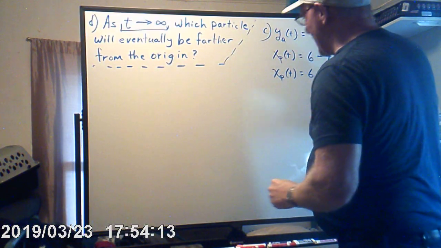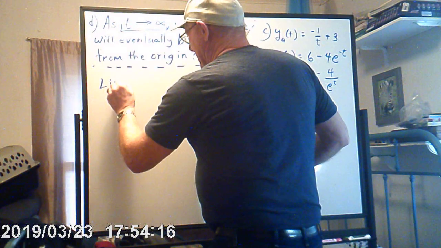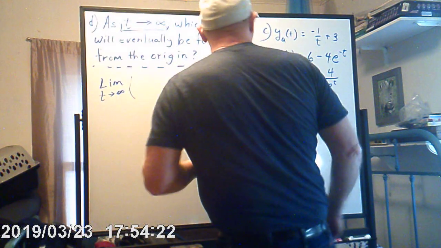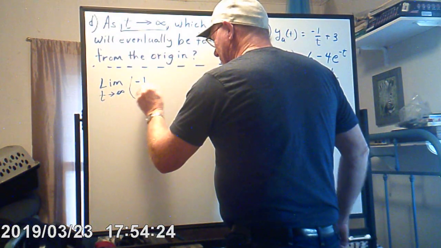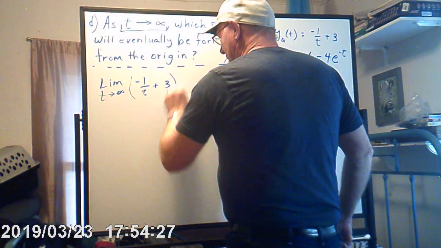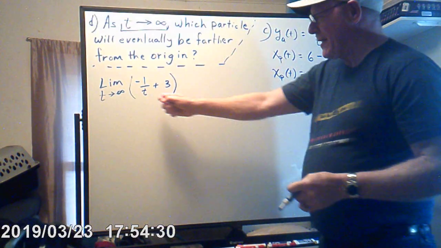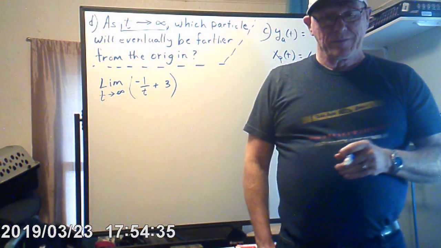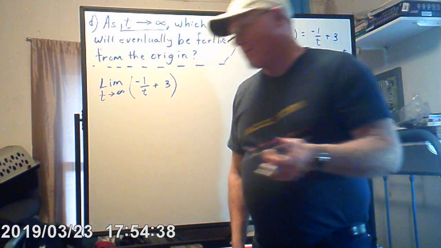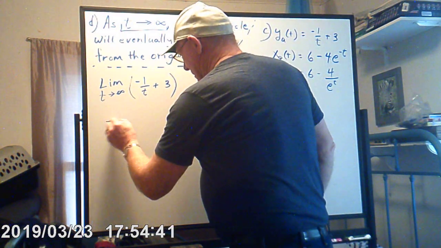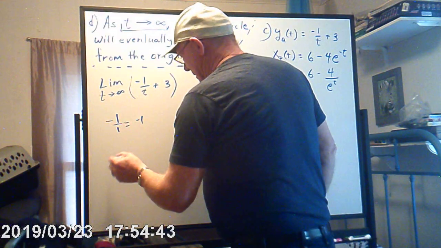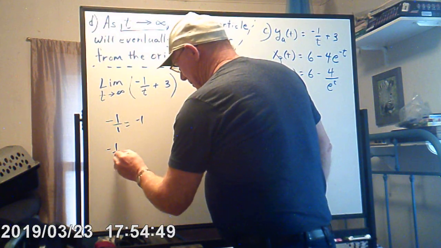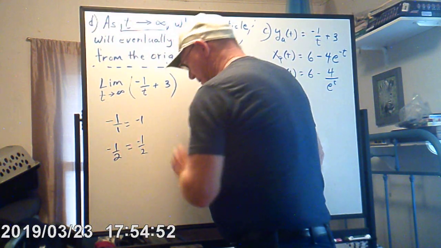Alright, so let's take both limits. So the limit as t approaches infinity, let's start off with this one. Negative 1 over t plus 3. Now, what happens when t gets larger and larger and larger and t is in the denominator? Yeah, you can kind of imagine that. I mean, look at this. Negative 1 over 1 is negative 1. And even if we don't have to worry about the negative sign, but look at this. Negative 1 over 2 is, it gets smaller, doesn't it?